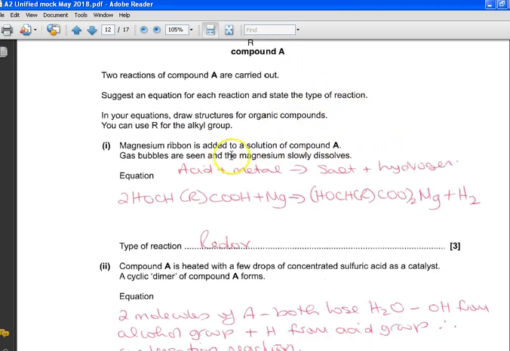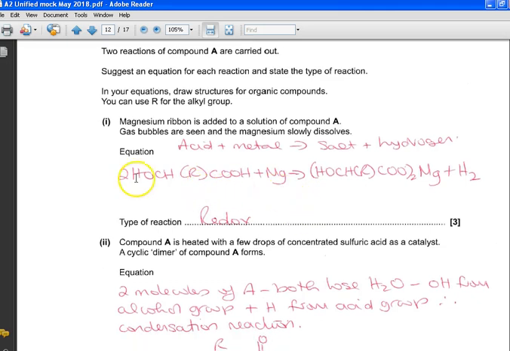Okay, so you're told that magnesium ribbon is added to it, and gas bubbles are seen. So you're asked to write an equation. Well, it's an acid plus a metal, you're going to get a salt plus hydrogen. So basically you've got to balance that out, and it's a redox reaction.